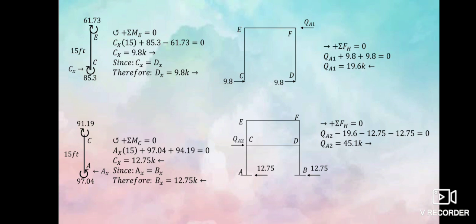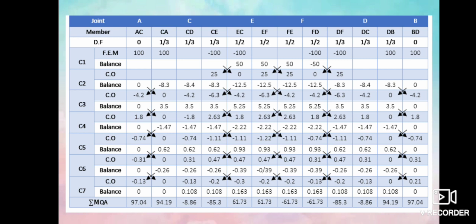We will be doing the summation of moment E, and all forces acting counterclockwise would be positive. So all forces acting counterclockwise is positive, and the summation of moment E is equal to 0. We have Cx times 15. In any case, you're wondering where 15 came from, it would be from the feet or the length plus 85.3.